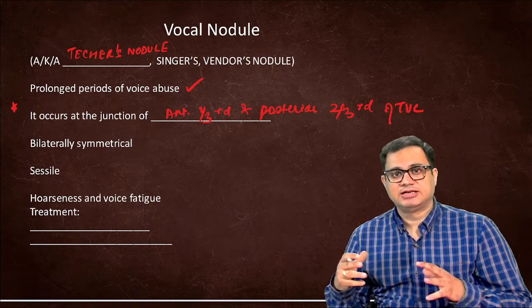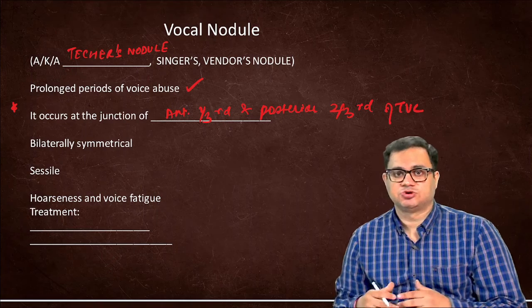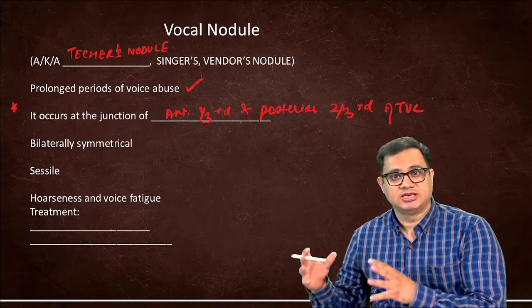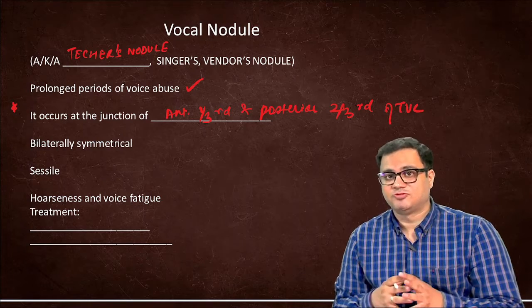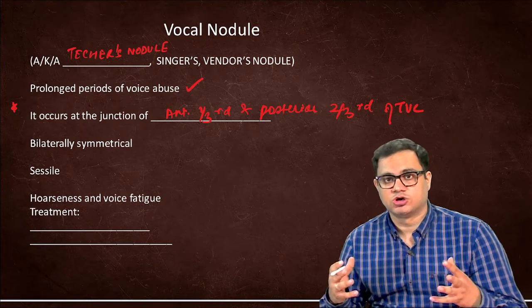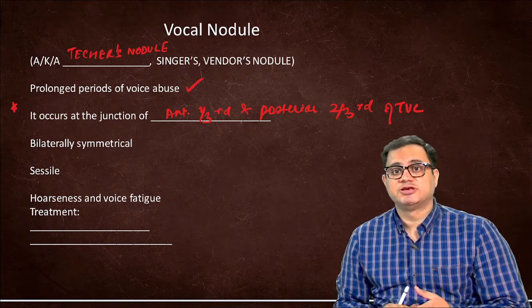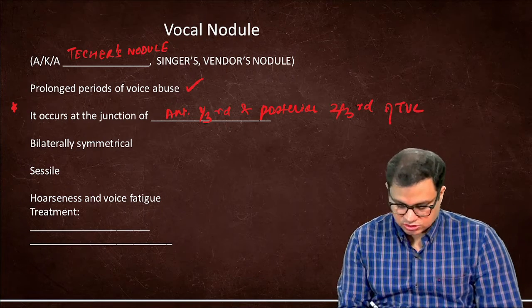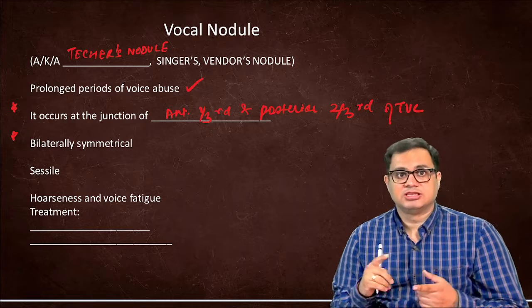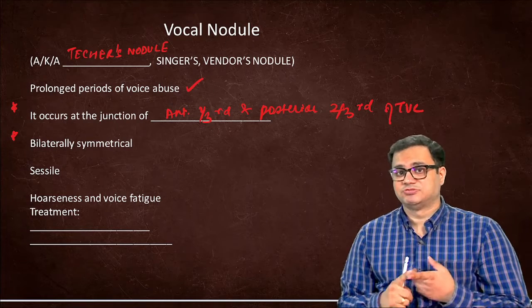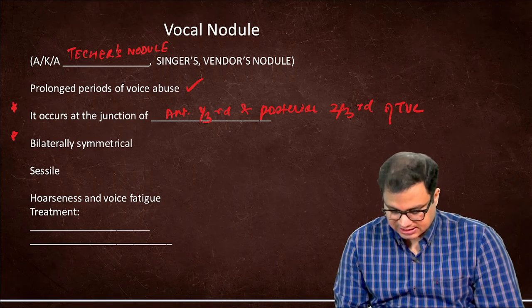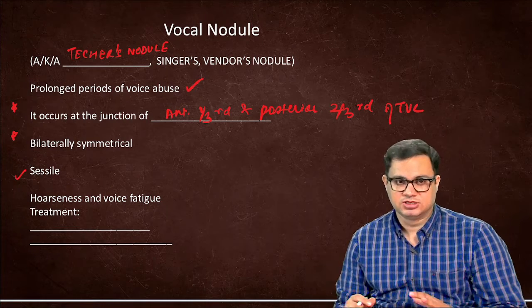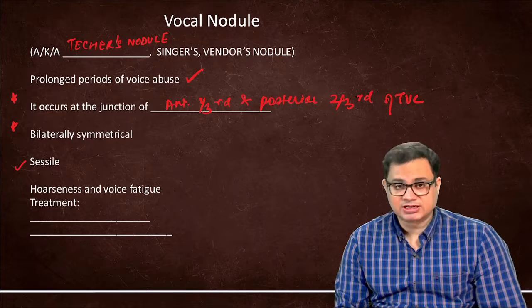The reason why it occurs at this junction is because this is the area of maximum vibration. So, at the area of maximum vibration, the vocal nodules occur, and they are always symmetrical. They are bilateral and symmetrical. This is also an important question. They are bilaterally symmetrical, and they are sessile. Sessile means that they don't have a peduncle.